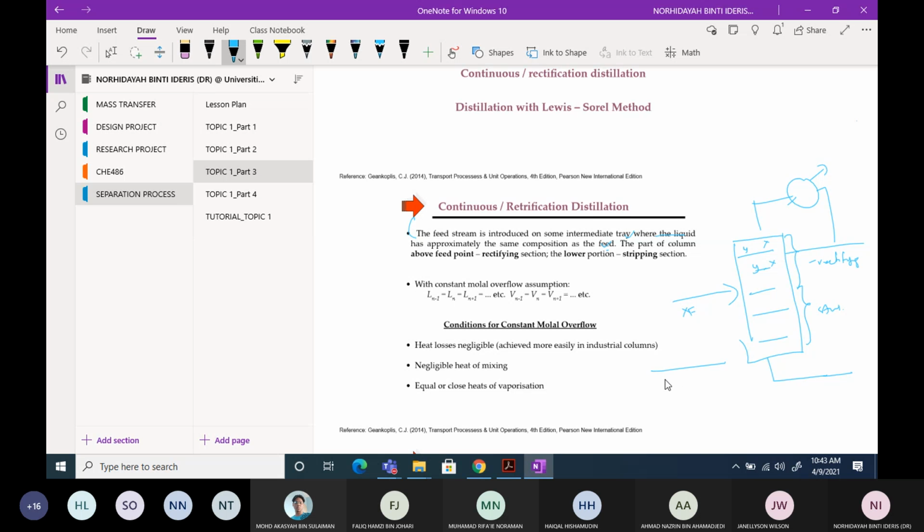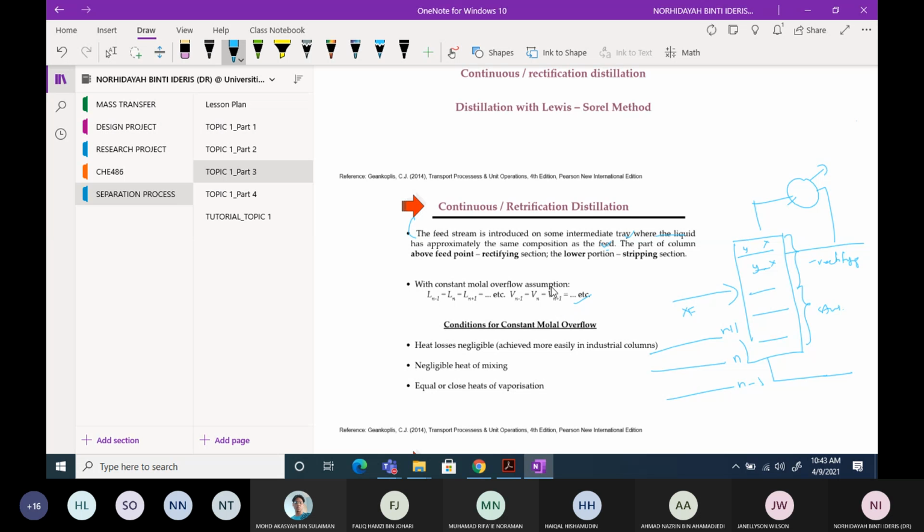If you want to have a mass balance around the n stages, that refers to the stage above it, n plus 1, and the stage below it, n minus 1. Okay, but we assume constant molar overflow, so that Ln minus 1 is equal to Ln is equal to Ln plus 1 and so on. Same thing goes for the vapor molar flow rate. Okay, so this is the condition for constant molar overflow.